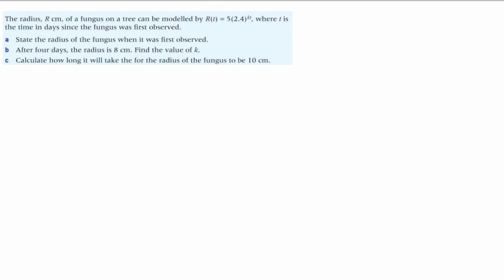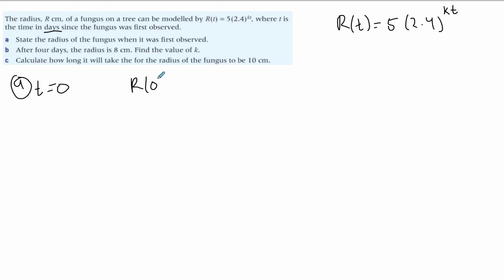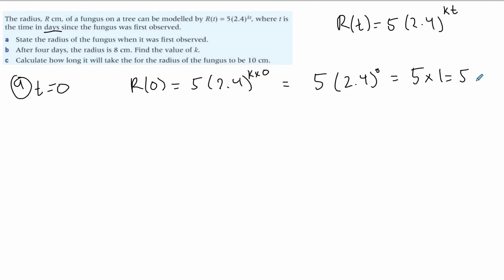So if we try a worded problem this time, so we have a radius of a fungus tree given by a function here. Just to rewrite it in a bigger font, so this is 5 times 2.4 to the power of kt. t is time, days since it was observed. So for part A, they just want the initial radius. So initial is when t is always equal to 0. So r of 0 would be equal to 5 times 2.4 to the power of k times 0, and so this is 2.4 to the power of 0. Anything to the power of 0 is 1, so 5 times 1 is just 5 centimeters.